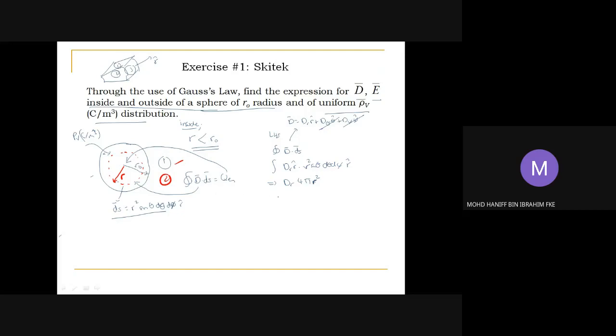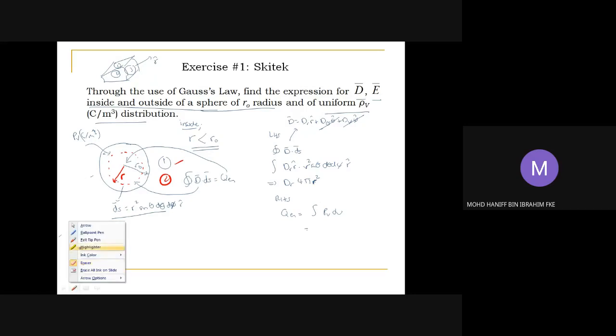The right-hand side will be the enclosed charge, Q enclosed, the charge inside the Gaussian surface. So it should be the integration of ρs ds, I believe. Sorry, not ρs ds, my apologies, my mistake. It should be ρv dv, because your charge is a volume charge.